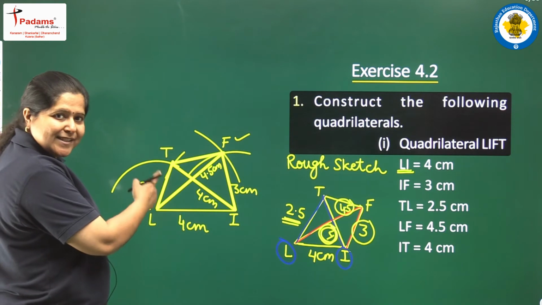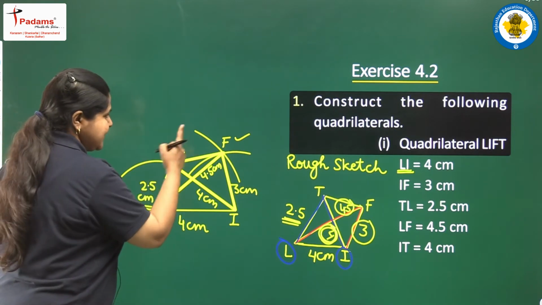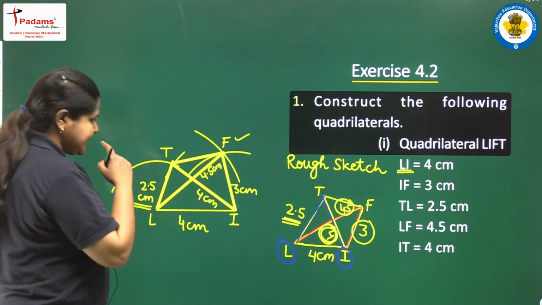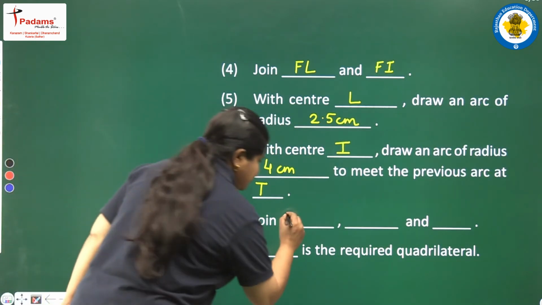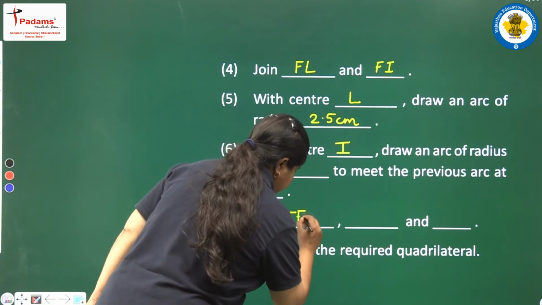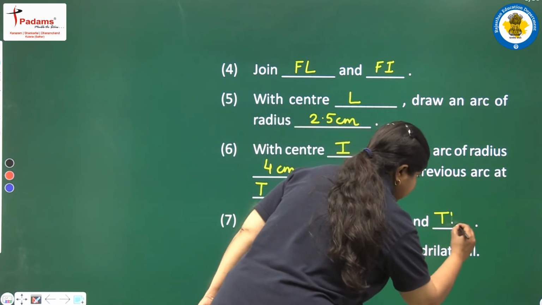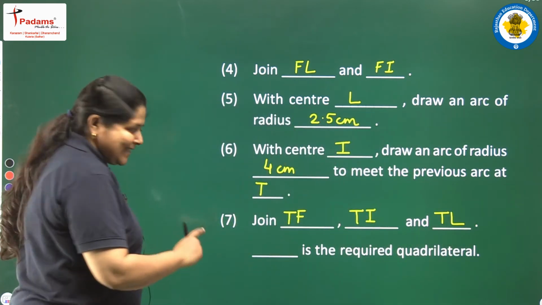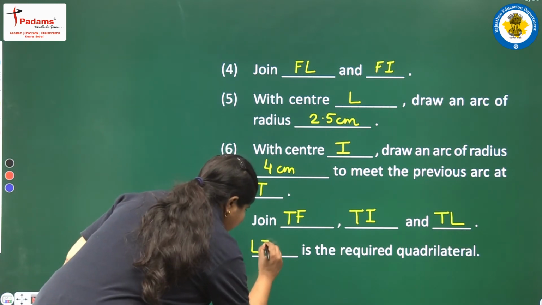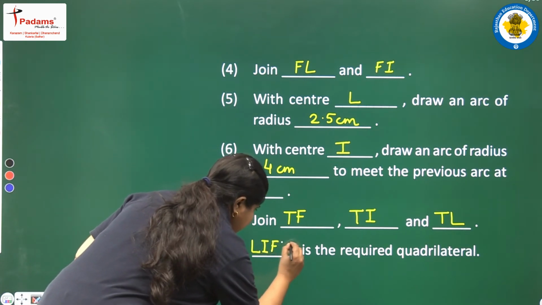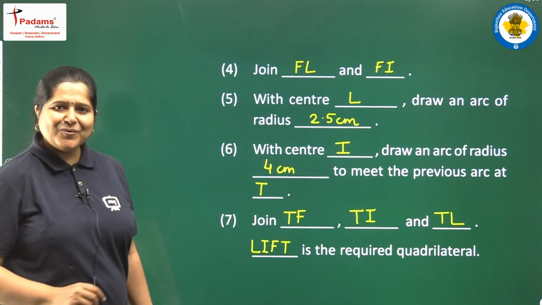So we get this point T. Then join TF, TI and TL. So we write it here. Join TF, TI and TL. With this we get LIFT as the required quadrilateral.